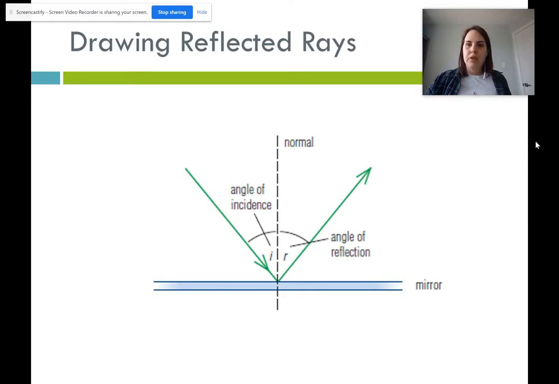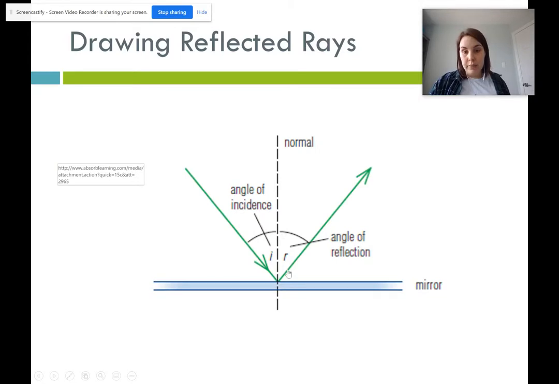So, how do we draw these reflected rays? If this is the mirror where reflection is going to come off, at 90 degrees to that mirror you're going to draw something called the normal. This is exactly 90 degrees, a right angle, from the mirror. Now, if you look at the ray of light going in and you measure the angle using a protractor from that ray to the normal, that's called your angle of incidence. I used to remember that it's the angle going into the mirror.